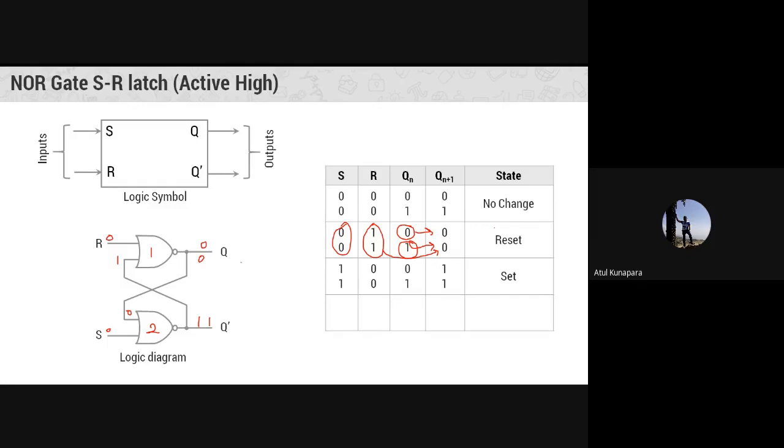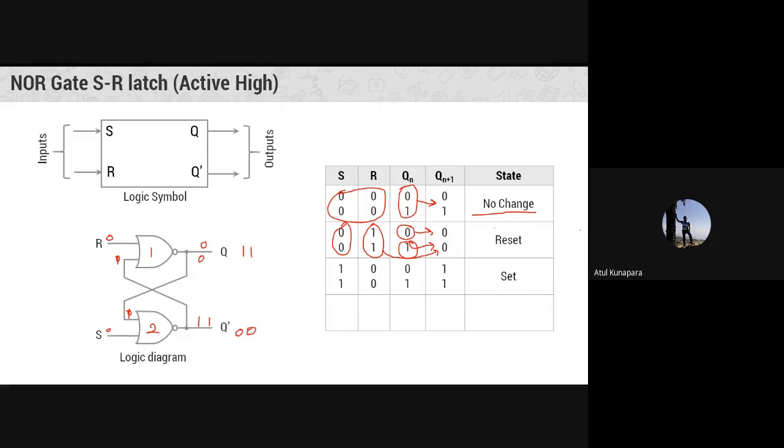Okay, and if my earlier output was 1 and 0 like this, so what will happen here? In that case, you can see that this 0 will go here. So 0 0 will make your output 1, and that 1 will come here. So 1 0 will make your output to be 0. So there will be no change. So whenever your R and S both are set to 0, your output which was there earlier will remain the same. There is no change, and that's why it is called the no change state of the latch.